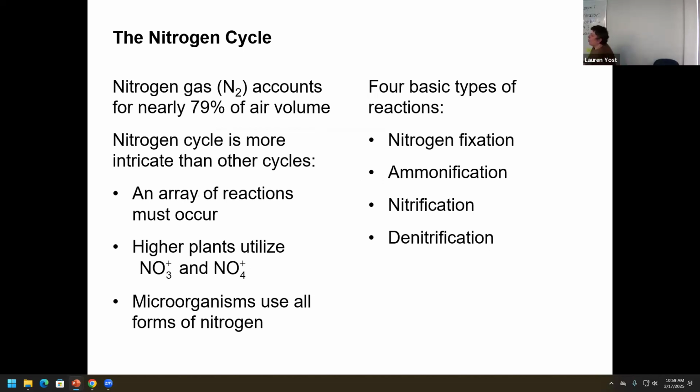We know we need nitrogen for our amino acids. Amino means the NH2 group in our amino acids. So we know there's nitrogen in those, but we also know we have nitrogenous bases in our DNA and our RNA. So you absolutely need nitrogen.